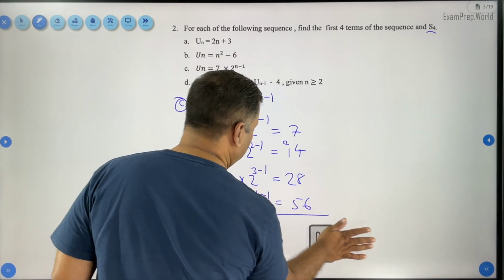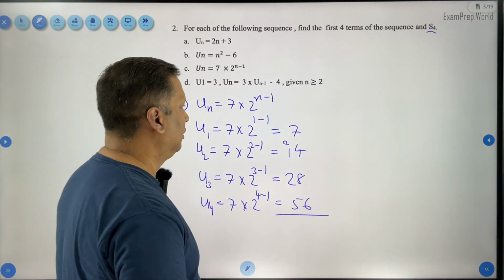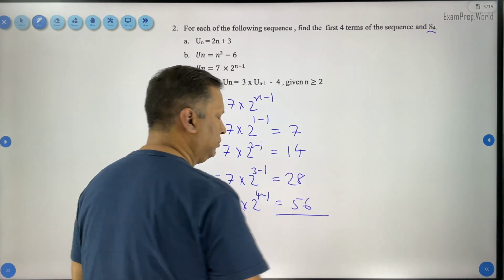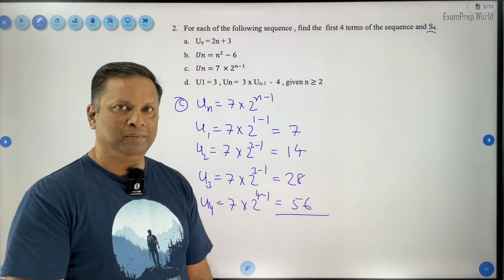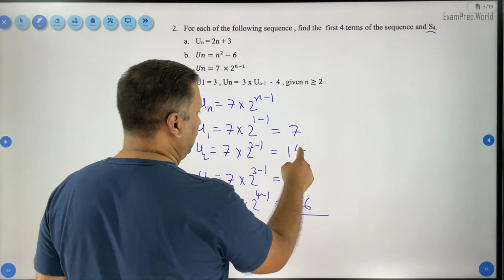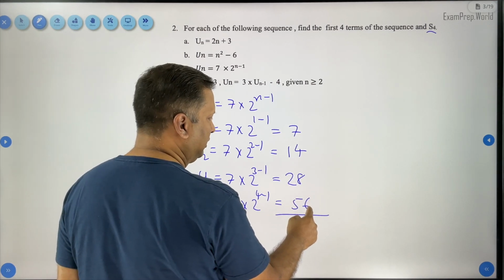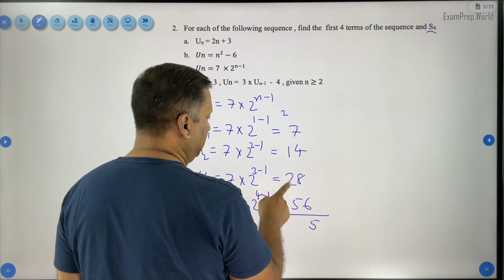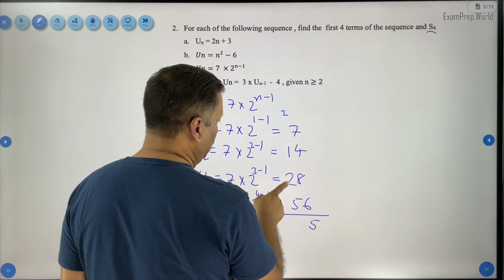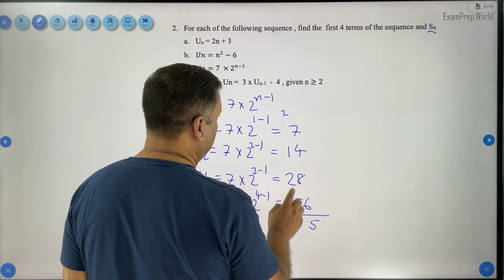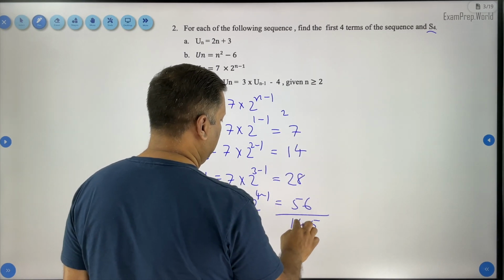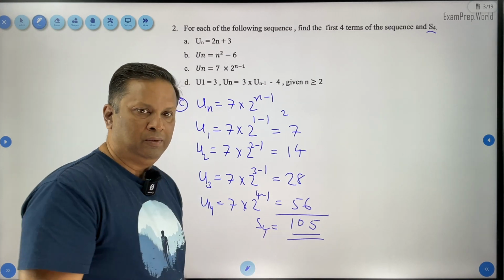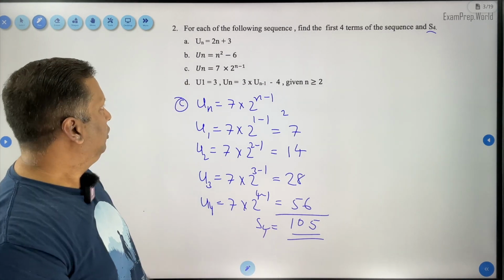No. Okay. Now let's add them. 7 plus 4, 11. 11 plus 8, 19. 19 plus 6, 25. Then 25 plus 80 is 105. Right? The sum of the first 4 terms, S4, is how much? 105. So I hope you can do these kinds of questions.